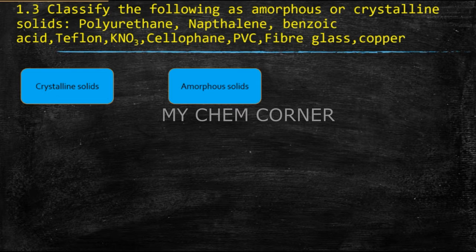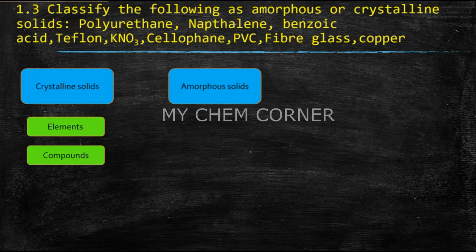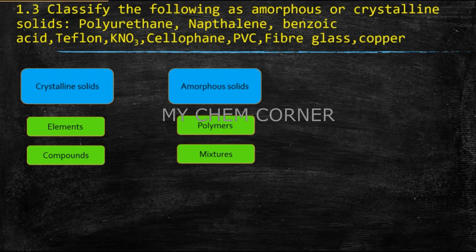So under crystalline solids, what do we get? We get elements or compounds, right? But what about amorphous solids? They are normally polymers or mixtures. Now, what are polymers? Whenever we look at plastic, fiber, rubber or glass, all of these come under polymers. So when we are classifying a list of compounds under crystalline or amorphous solids, look at this particular classification. It becomes easier for us to classify each of these.